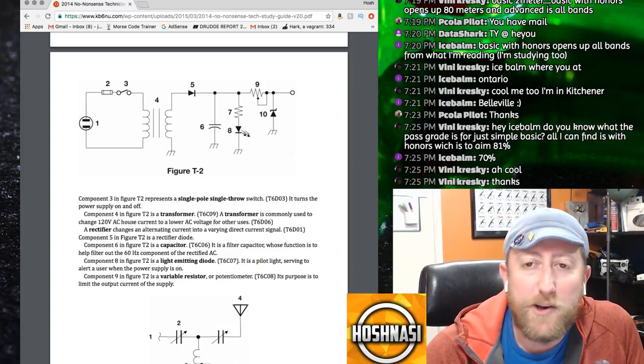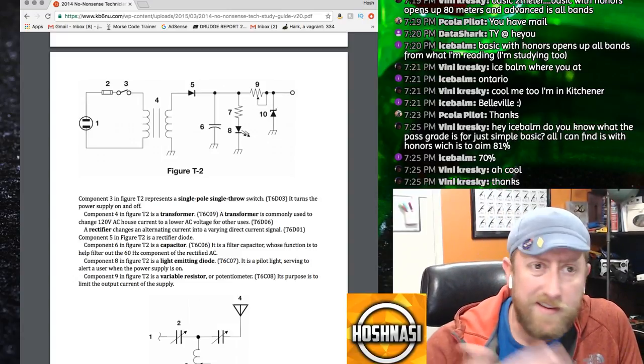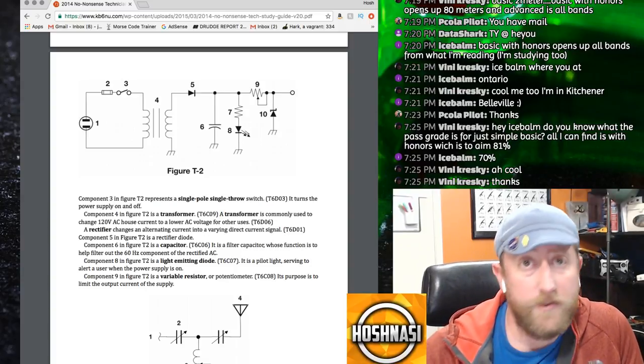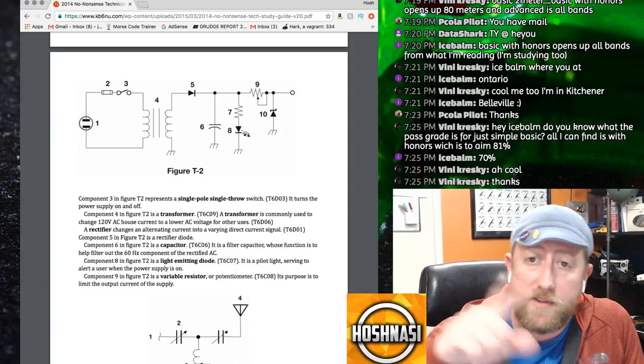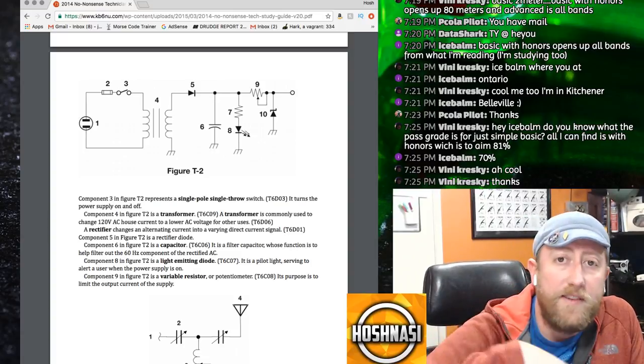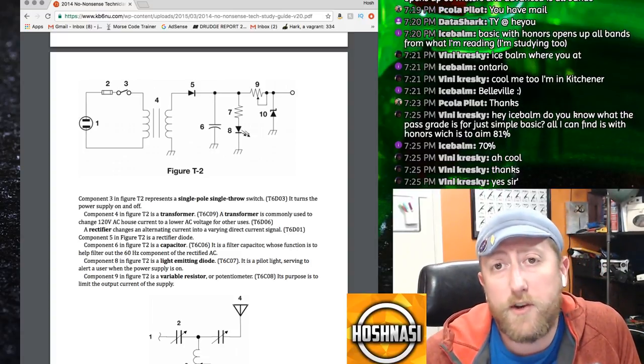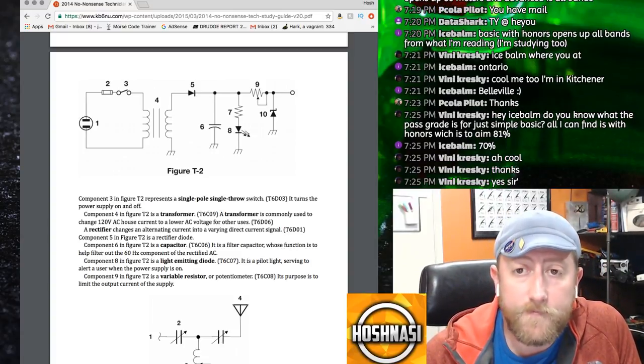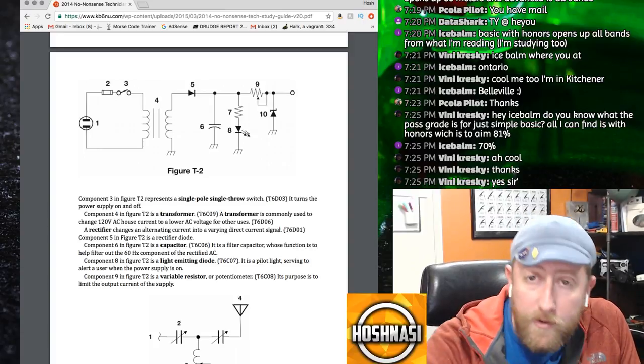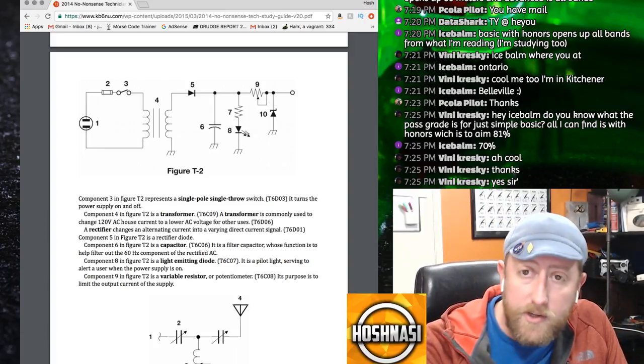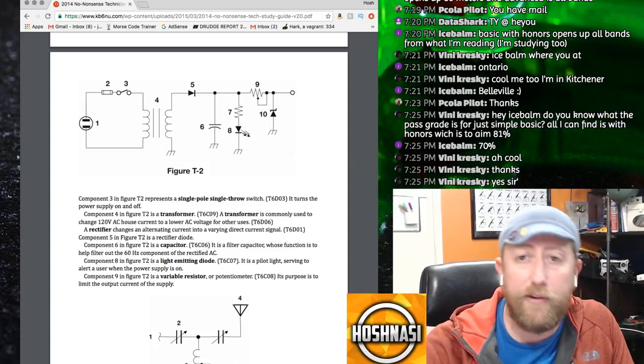Anyway, so very similar images. I think it's the same image that is going to be in your test. And they put little numbers next to it. The way this does this, and I'll put this in the description for the video so you can check this out, basically it says component 3, T2. Component 4, T2. And it goes through the different components.